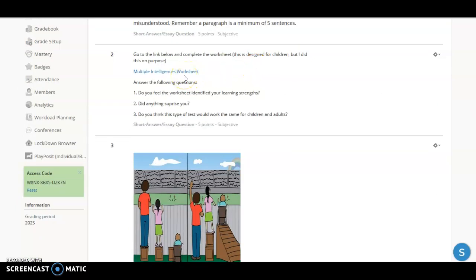Then you're going to take this worksheet right here and complete it. It is designed for children, and I did that on purpose because you'd be working with children. Do you think that it's an appropriate test for both children and adults? You're going to answer those questions and do that reflection.